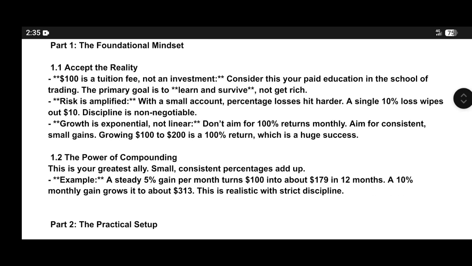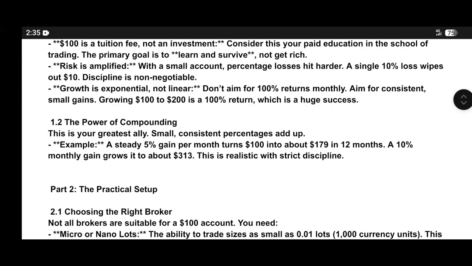Then, the other one is the power of compounding. This is your greatest ally. Small consistent percentages add up. For example, a steady 5% gain per month turns $100 into about $179 in 12 months. A 12% gain grows it to about $303. This is realistic with strict discipline.